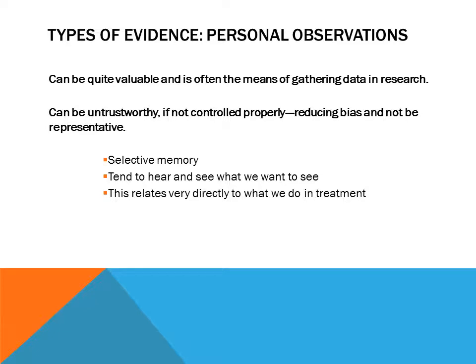Personal observations are another type of evidence that can be quite valuable. We obviously rely on our observations to collect our clinical data and our research data. If we have a standard observation procedure or protocol in place, and we can be fairly precise and unbiased, personal observations can be a really good source of evidence. But observations can be untrustworthy if we use selective memory or we're biased in some ways. In many cases, we may want our clients to succeed so much that we either inadvertently or even purposefully fail to note instances where the client was not successful.